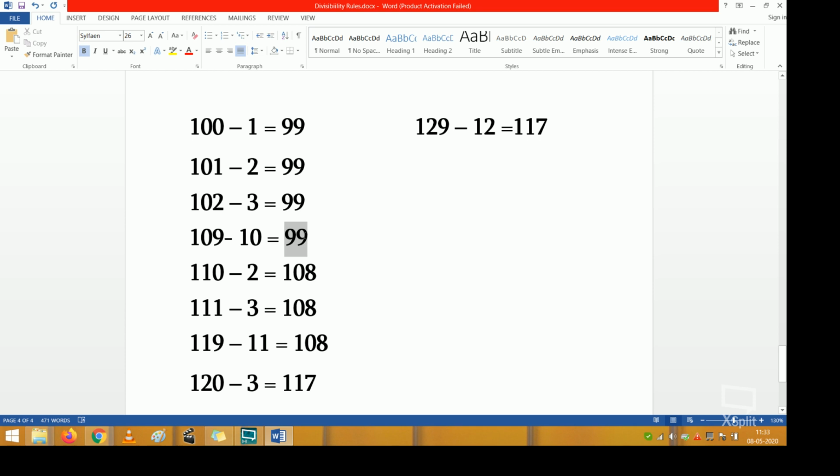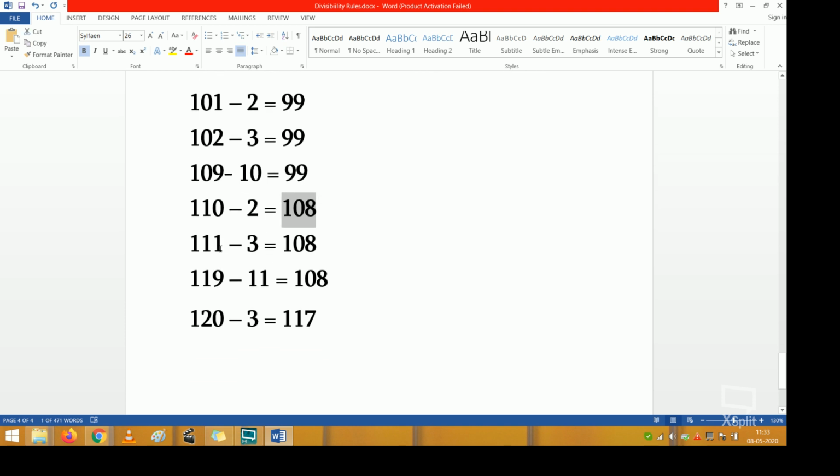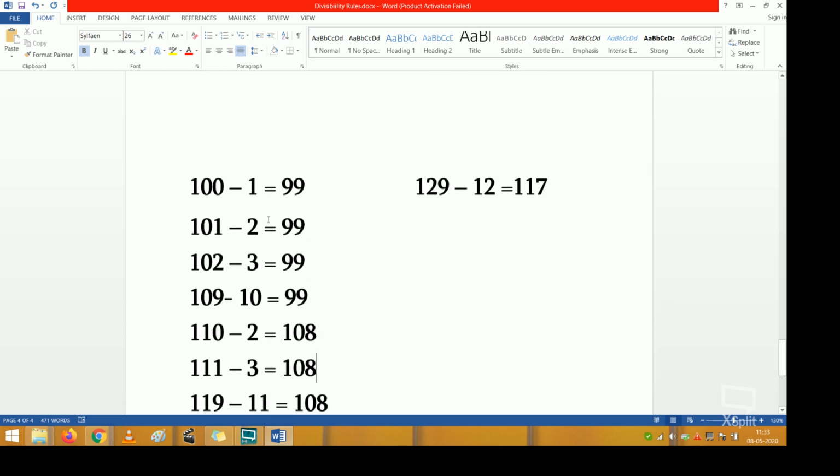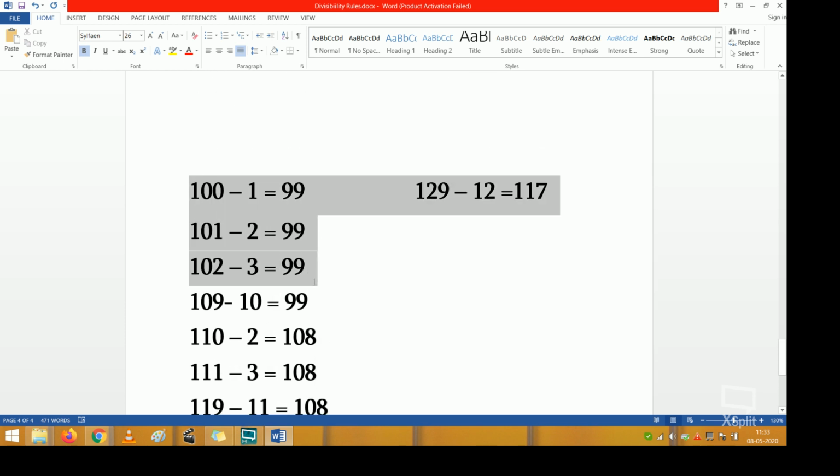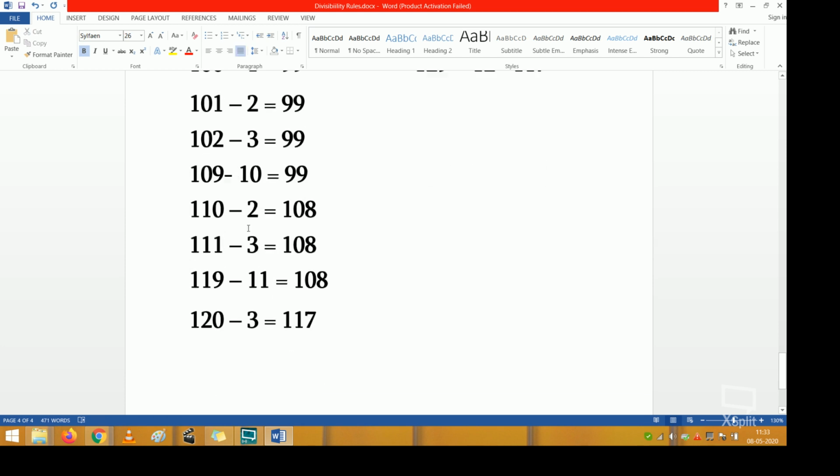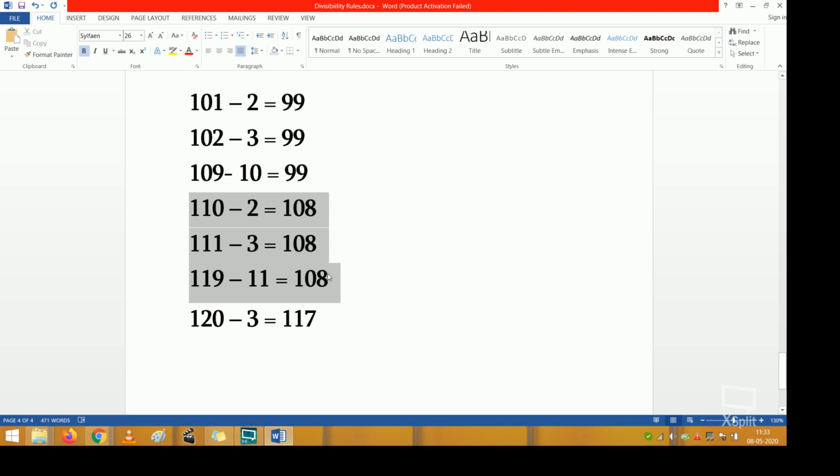But for 110, look at what happens. For 110, the sum of the digits is 2, right? 110 minus 2 gives you 108. Now 111, the sum of digits is 3, and 111 minus 3 is 108. So now we are starting to get 108. Previously from 100 to 109 we were getting 99, correct? But from 110 to 119, we are getting 108.